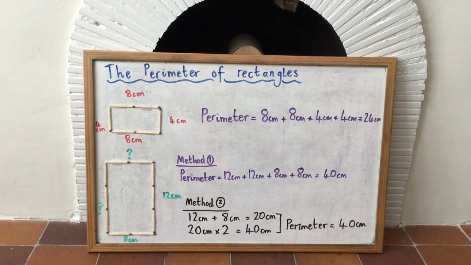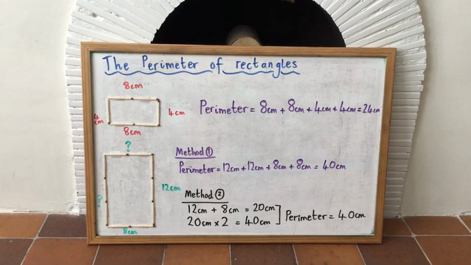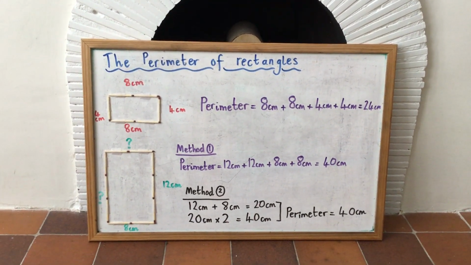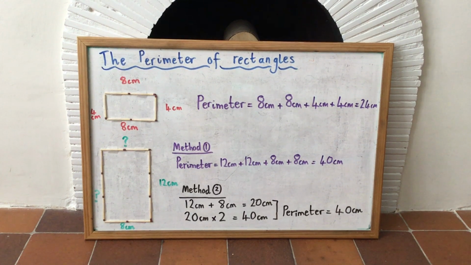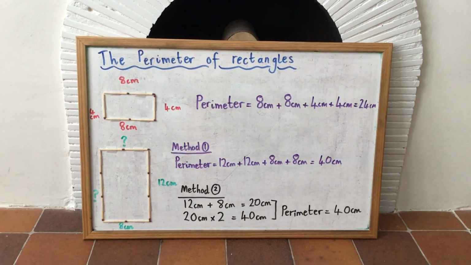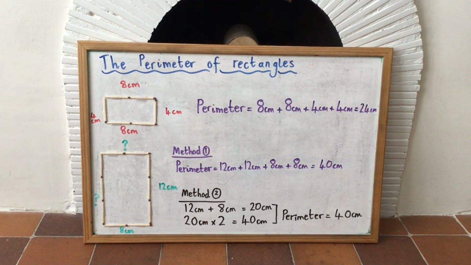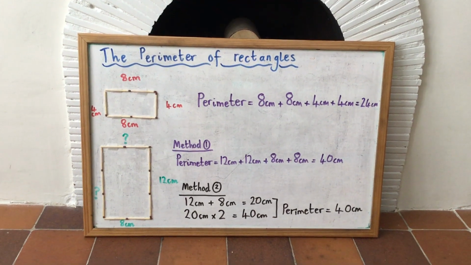Those are the two different methods you can use. In the worksheet today, you'll be asked to use both of those methods. So have a go, and I'm looking forward to seeing how you get on working out the perimeter of different rectangles. Good luck!